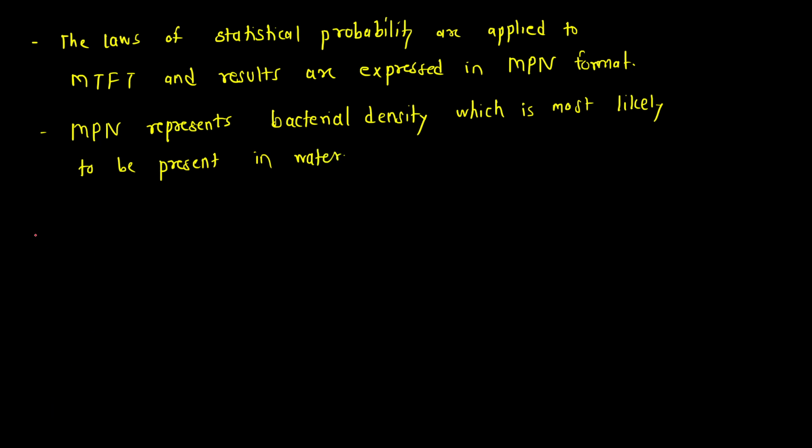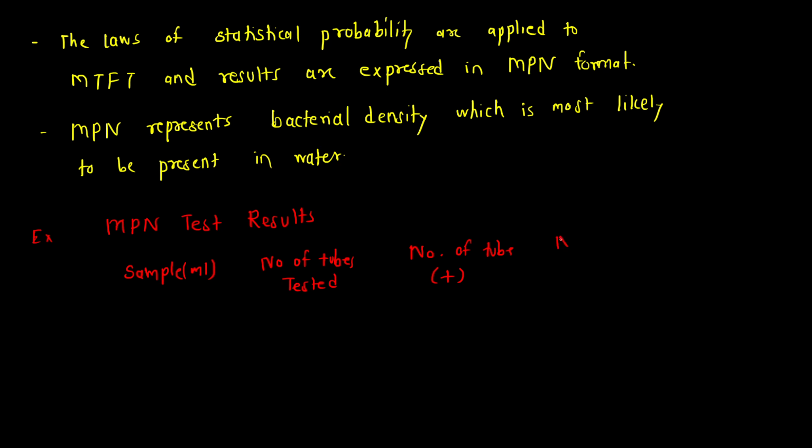Okay, we'll write down how the results are generally given. So MPN test results. Here the sample volume is given in ml, then number of tubes tested, number of tubes positive and number of tubes negative. What are the sample volumes? Initially there is 10 ml, so this is the standard sample volume. Then 1 ml and then 0.1 ml. The total number of tubes tested for each sample is 5.